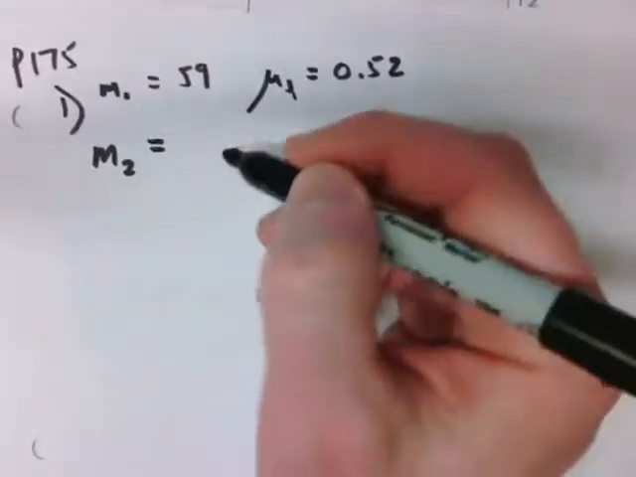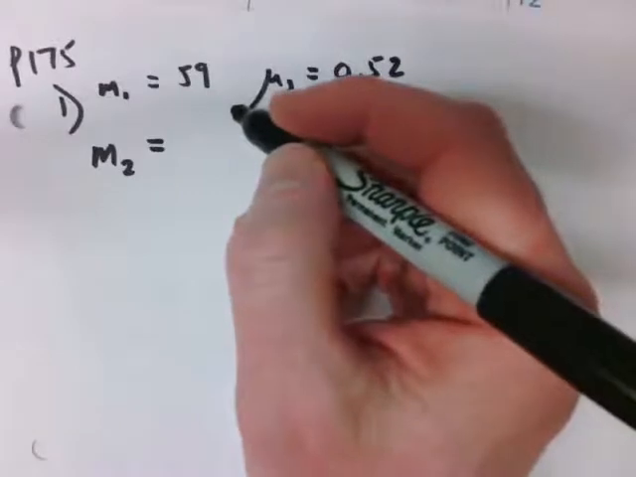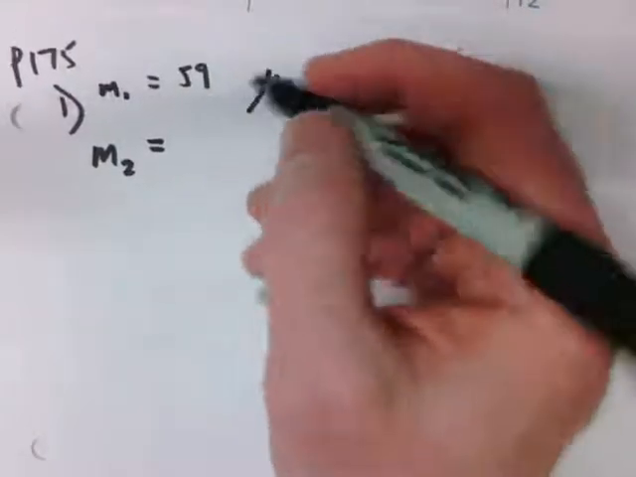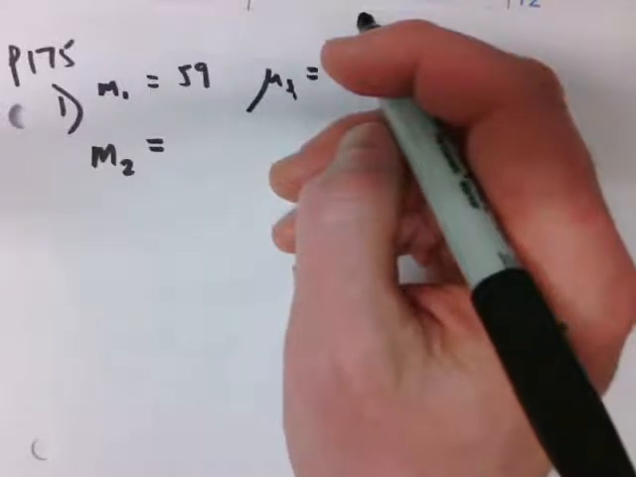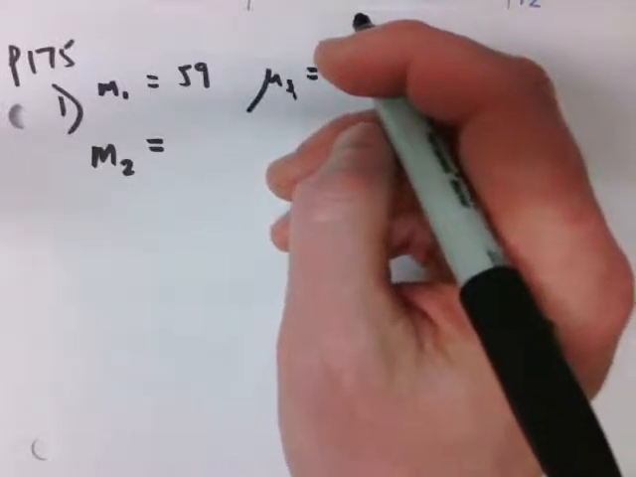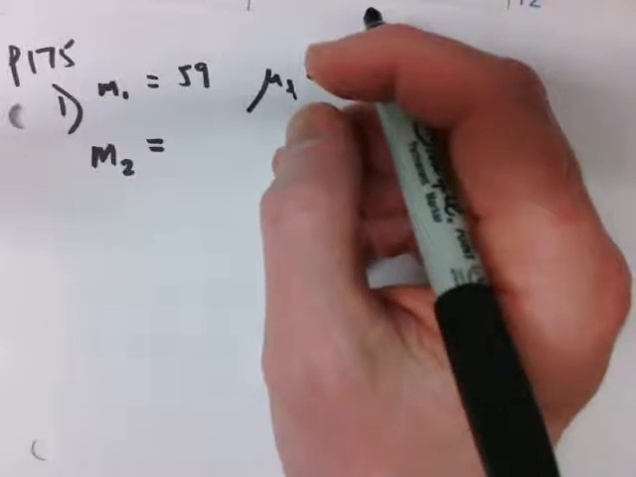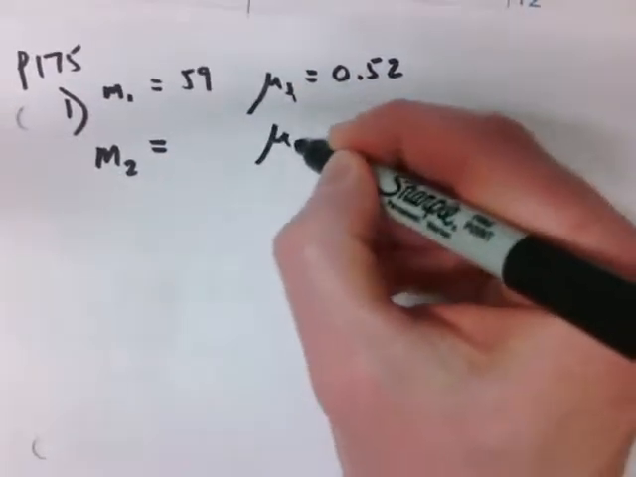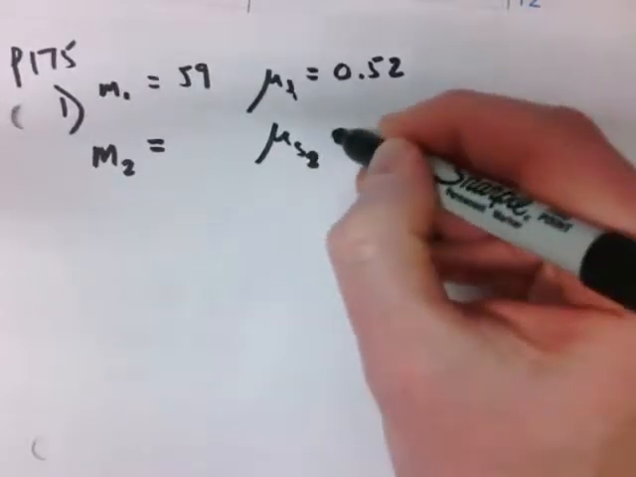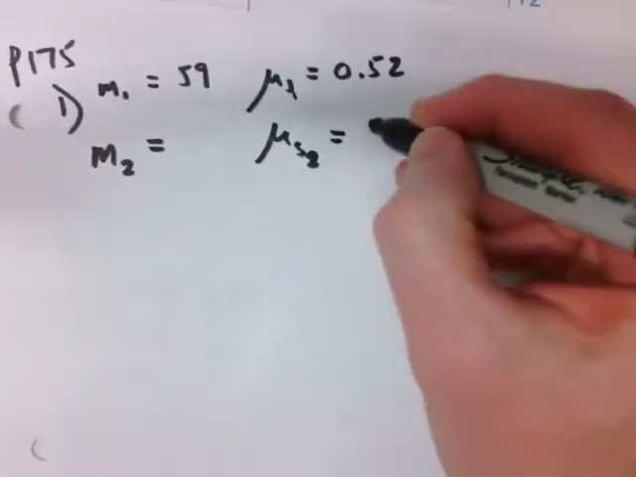Mass of the second person is... The other person is wearing running shoes with a coefficient of static friction of 0.66. So mu s 2 equals 0.66.